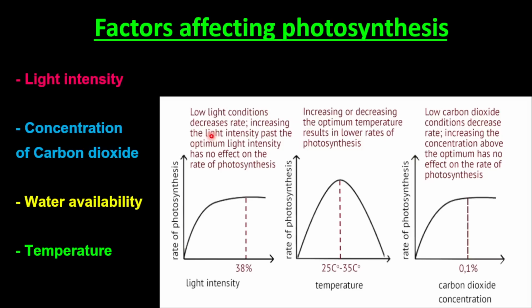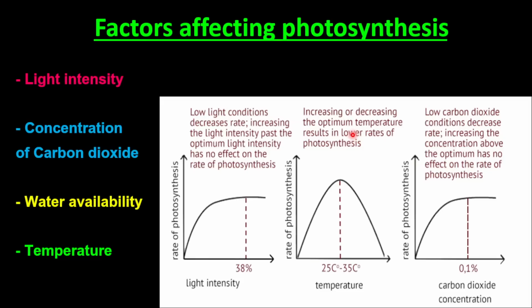As we know, in low light, which is the first one, photosynthesis will of course decrease. Why? Because light stimulates the opening of the stomata, and if stomata are not open, carbon dioxide cannot enter. Moreover, light is needed to split water molecules. So less light, less water can be split.